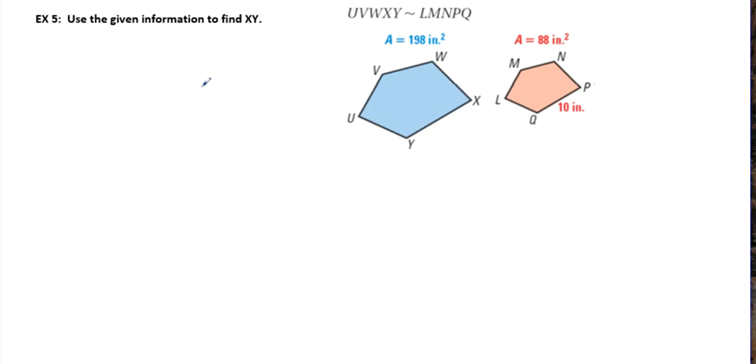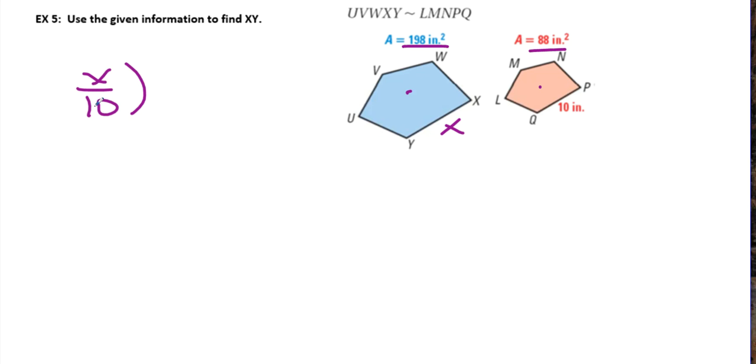What did they give us here? I got these notes from online, so I really should have probably worked some of these out beforehand. So what we have is area. This one is 198. Area this one is 88. And this side is 10, so I'll call this side x. Okay? So we're going to do our sim ratio, which is x over 10.